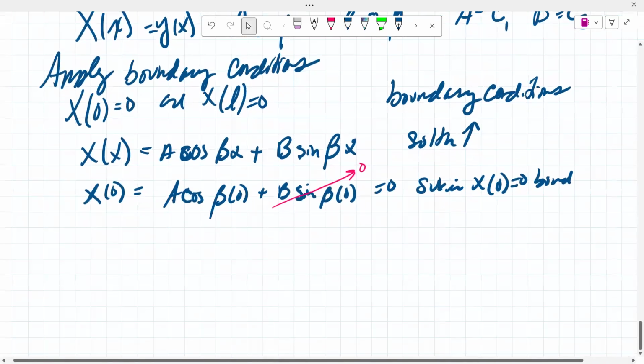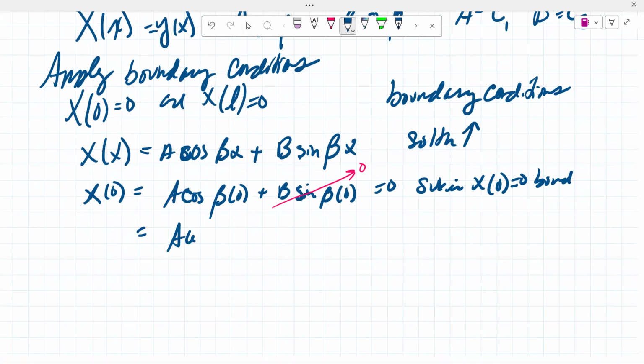And then we can just simplify this. This is equal to a cosine 0 equals 0. What is cosine of 0? Cosine of 0 is 1. So a times 1 equals 0. In other words, a equals 0. All right, that's our first solution.